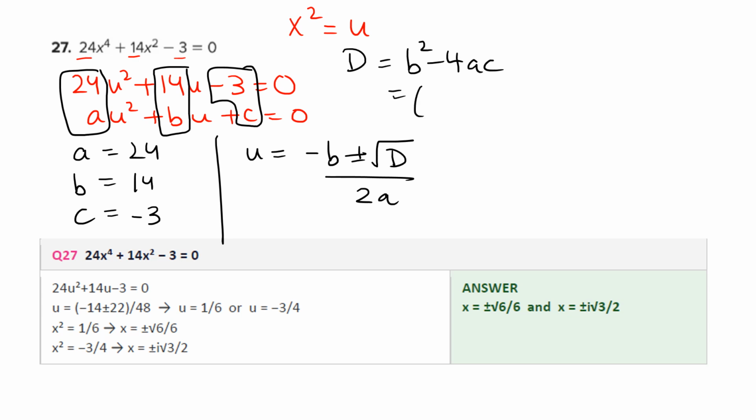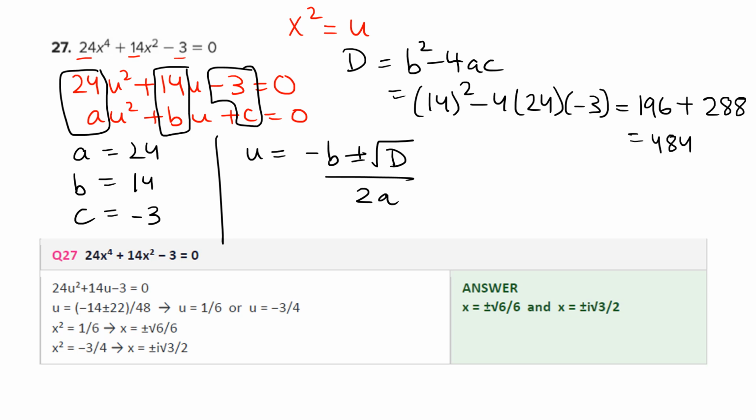Use calculator so that you get the correct answer. 14 square minus 4, 24 times minus 3. So what is this value? Let's find out. It's going to be a big number. 14 multiplied with 14, that's going to be 196. And negative negative will become positive, so it will add up. 24 multiplied by 4 multiplied by 3 is going to be 288, and to 288 you add 196, so this big number will become 484.